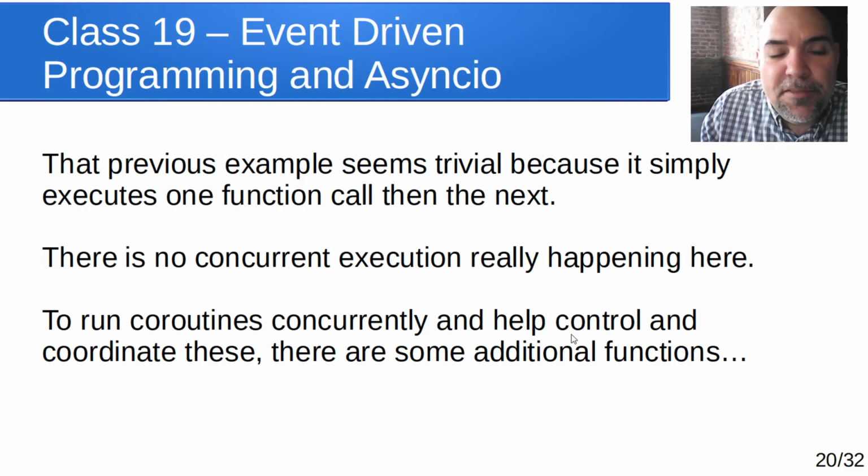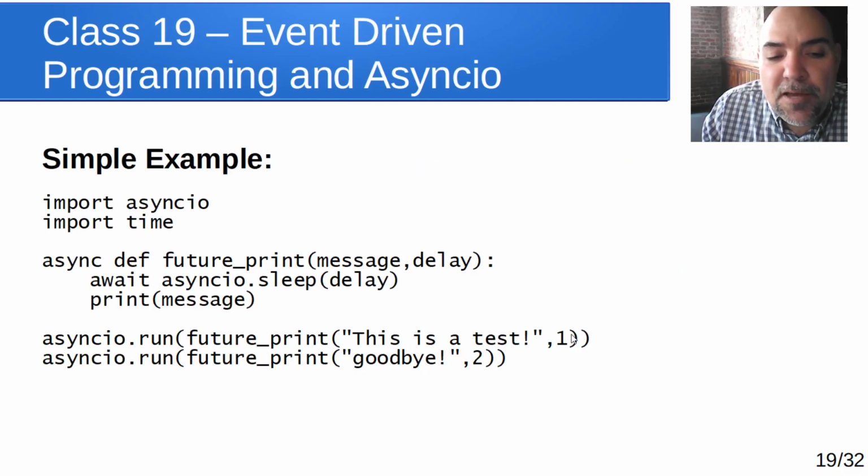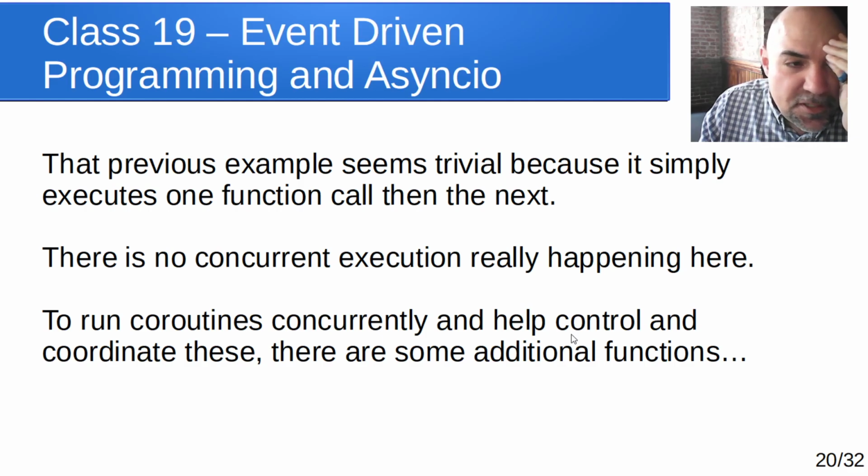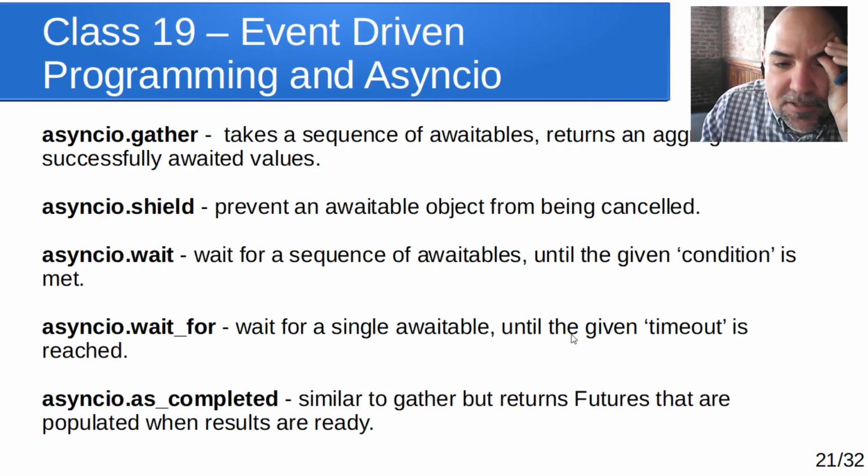Now to run those coroutines concurrently, so that those two future prints run concurrently, and kind of coordinate those events, there's some additional features to asyncio that we need to look at. So asyncio.gather takes a sequence of awaitables, returns an aggregate list of successfully awaited values. asyncio.shield prevents an awaitable object from being canceled. So in other words, you can say don't allow this to be canceled. asyncio.wait waits for a sequence of awaitables until the given condition is met. asyncio.wait_for waits for a single awaitable until the given timeout is reached.